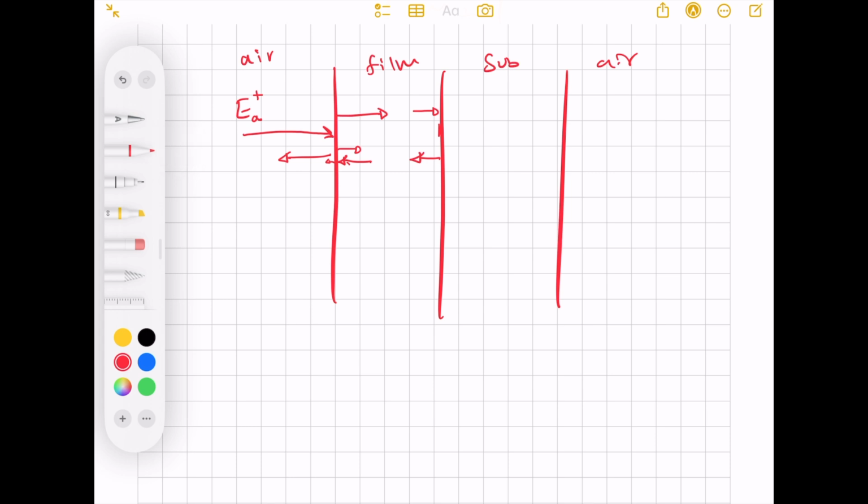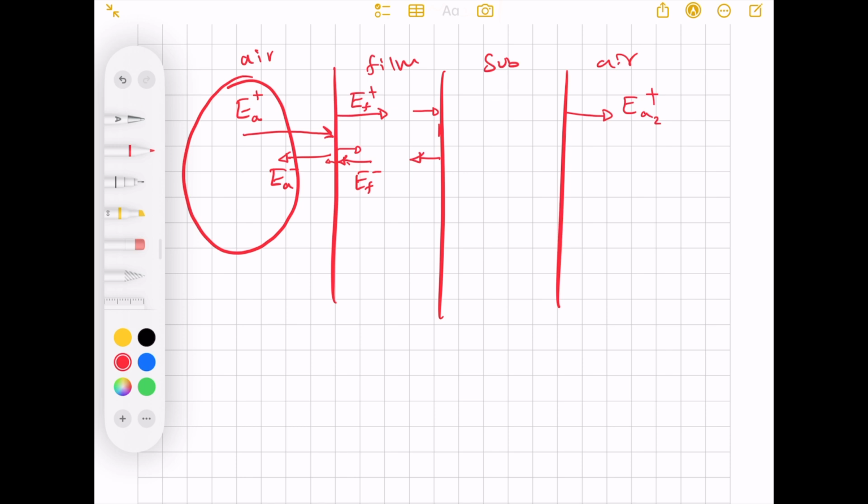So E air going in the plus direction, that would make this E air going in the minus direction, and this is going to be E film going in the plus direction, and E film in the minus direction, and so on and so forth. So our goal is to have a function that has that, and a function that has E air 2 in the plus direction.